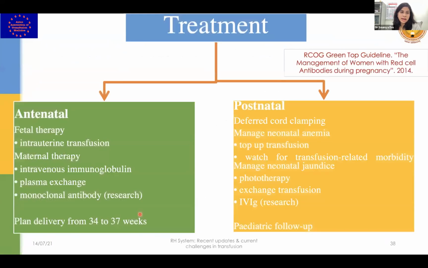Coming to the treatment entities, for the antenatal part, for the fetus there is intrauterine transfusion, the age-old thing which is still going on; for the mother, IVIG, plasma exchange, and monoclonal antibody, which I'll tell a bit about briefly; and plan the delivery between 34 to 37 weeks. Postnatal, there is delayed cord clamping, managing the neonatal anemia with top-up transfusions, watching for transfusion-related morbidity, and managing the neonatal jaundice with phototherapy, exchange transfusion, and IVIG as well.